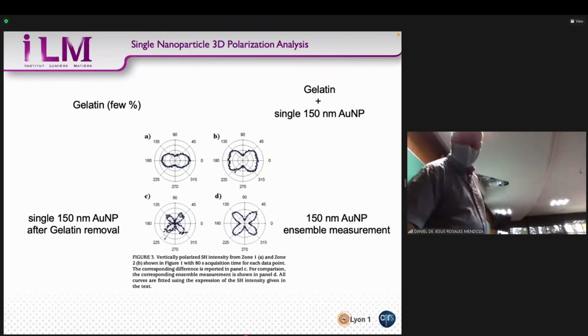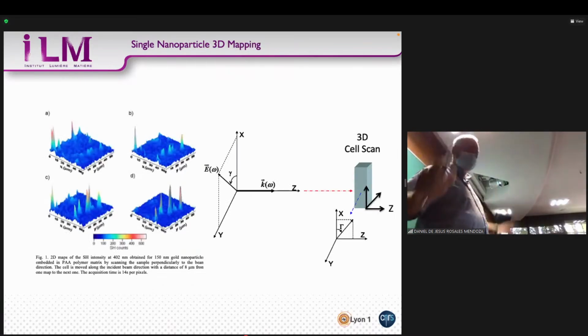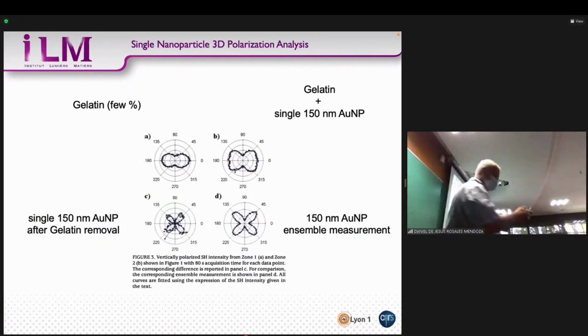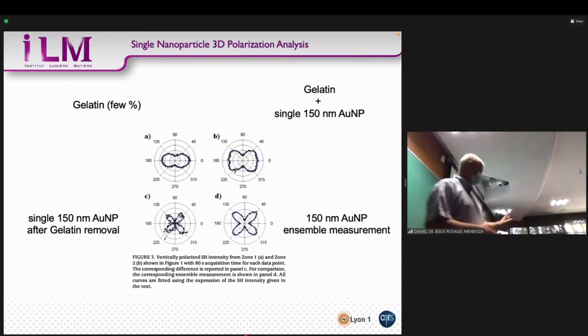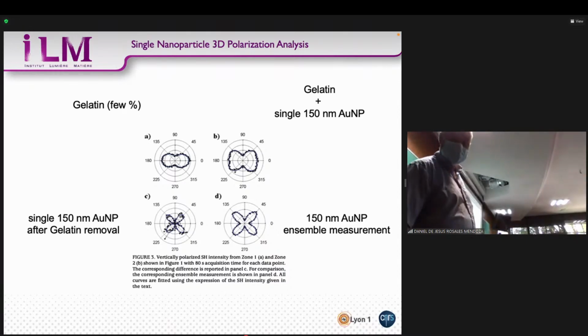Okay, you can do 3D. Sorry, the intensity was more or less the same. No, of course, this you see by the noise level. Here it's the ensemble measurement.